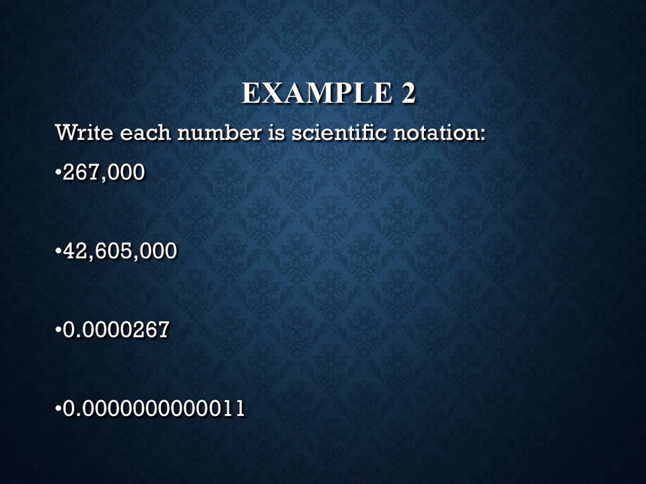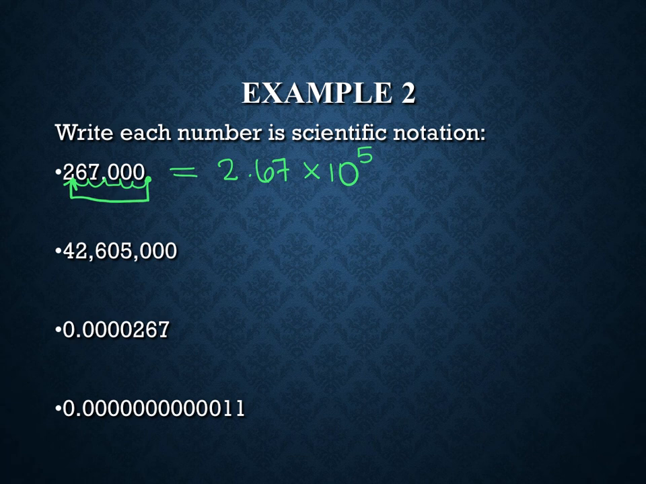Okay, so for this first one here, I have 267,000. Again, if I don't have a decimal place, we're going to put it here at the end. And I see that I have to move my decimal all the way over here in between that 2 and that 6. So that gives me 2.67 times 10. And we move that decimal place 1, 2, 3, 4, 5 places. And because 267,000 is a number that is greater than 1, then that means I'm going to leave that exponent positive.